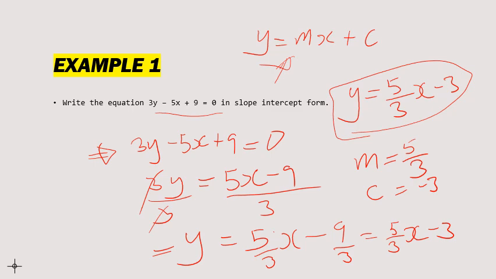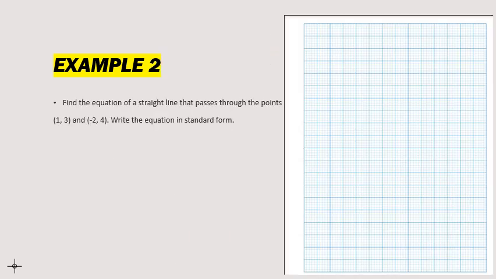So let's continue. Let us look at example 2. In this example, they're saying find the equation of a straight line that passes through the points (1, 3) and (-2, 4). Write the equation in standard form. So we need to present this information on the graph paper given.